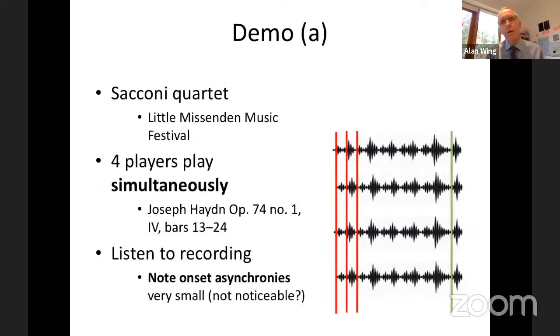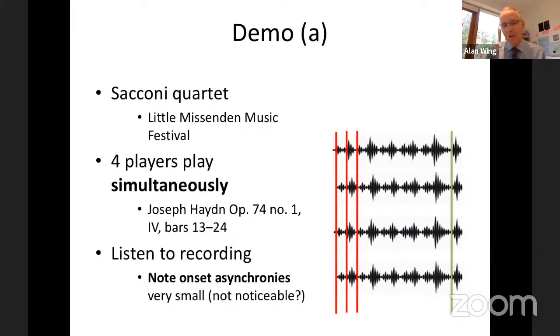So the demo I'm going to take you through involves the Synchro Quartet, a UK international professional quartet. And the demo was carried out at Little Missenden Music Festival last year. So we've got, first of all, the four players playing simultaneously an excerpt from Haydn. And we're going to listen to the recording of that.